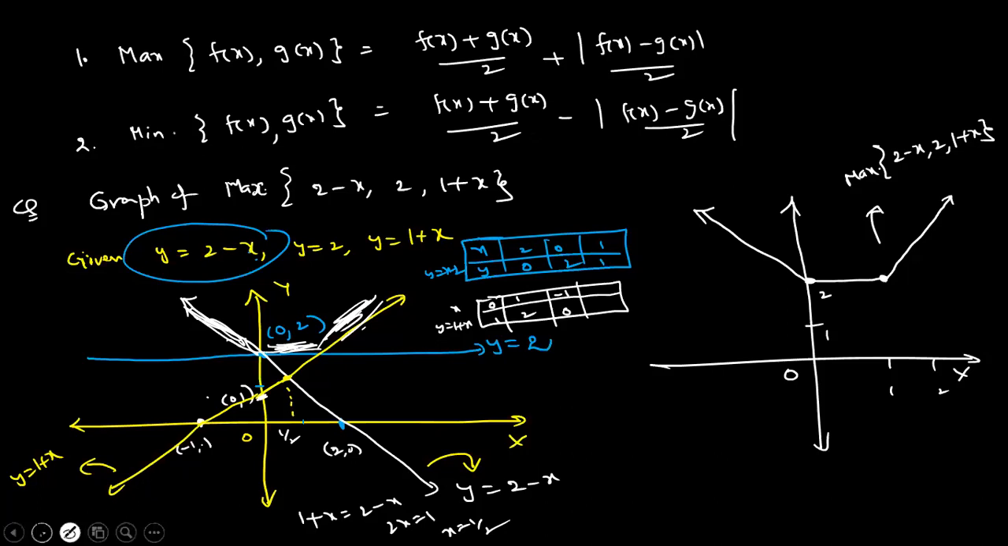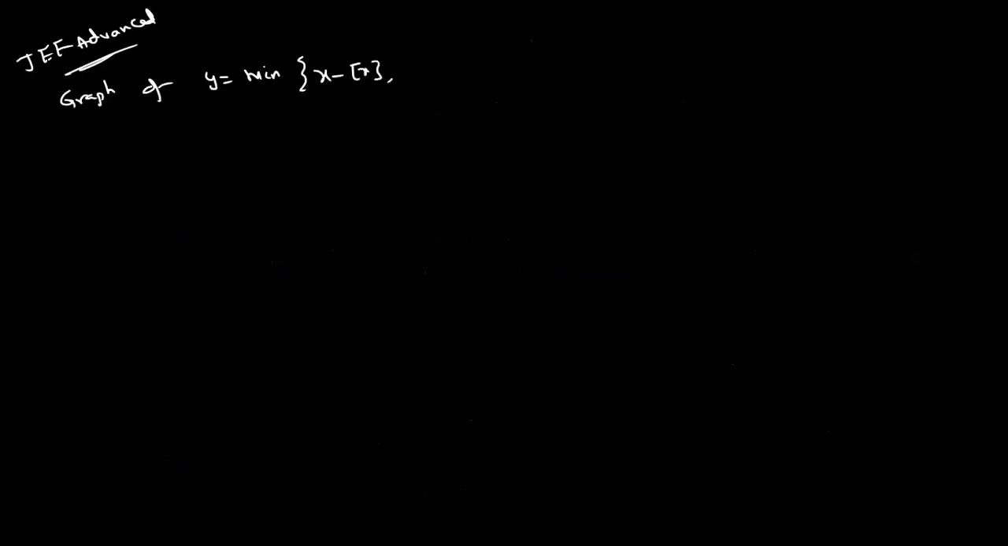Okay, now see, previous JEE advanced question. Graph of y is equal to, the same question we are using in calculus, x minus fraction part of x, comma, minus x minus integral part of x. Here the bracket denotes the greatest integer function. That's the meaning.